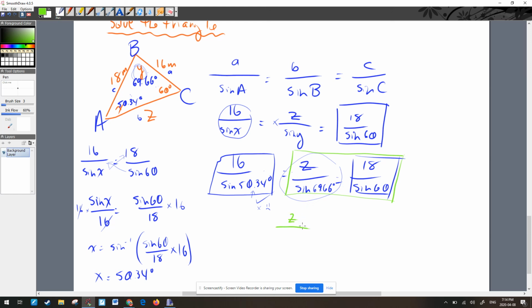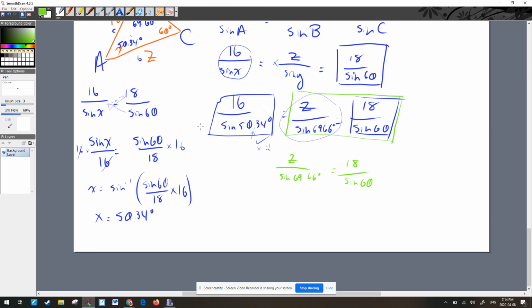So we're going to have Z over the sine of 69.66 degrees is equal to 18 over the sine of 60. And we recognize here that Z is being divided by the sine of 69.66. So I'm going to multiply both sides by the sine of 69.66 degrees. Over here, those are going to divide out to be 1 or cancel out. We're going to have Z equals, and I'm going to type this into my calculator.